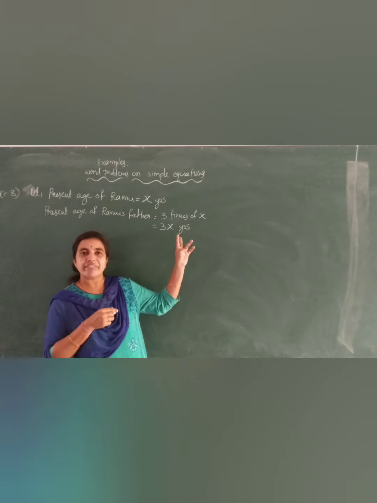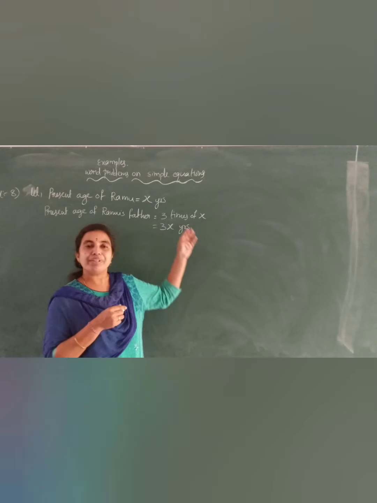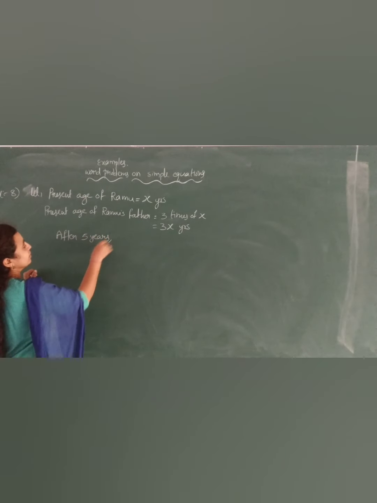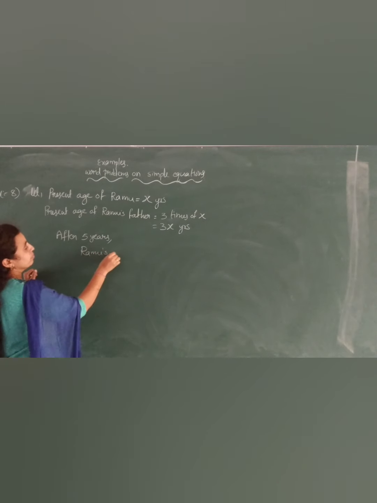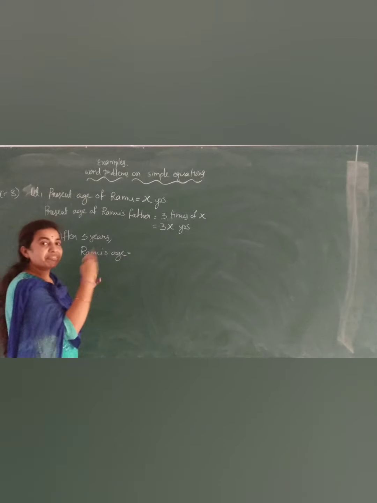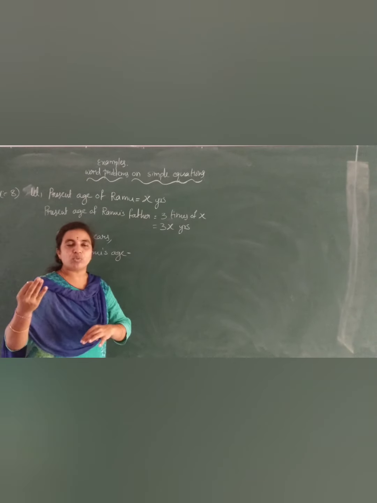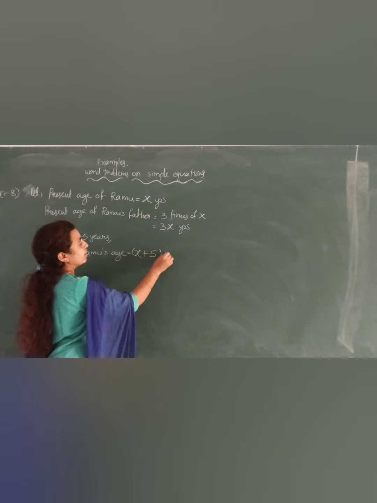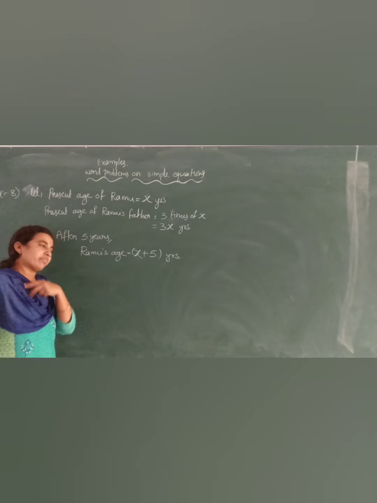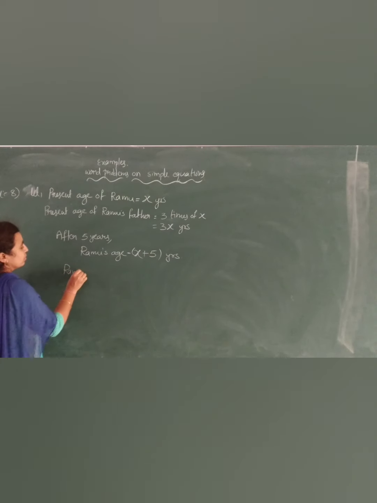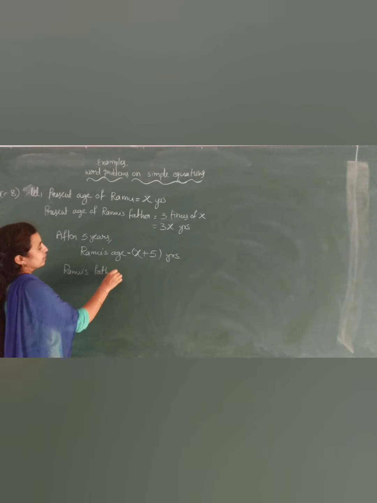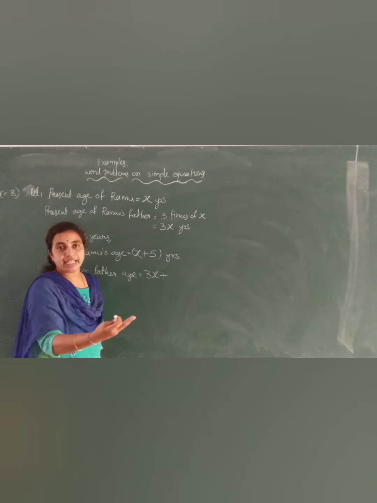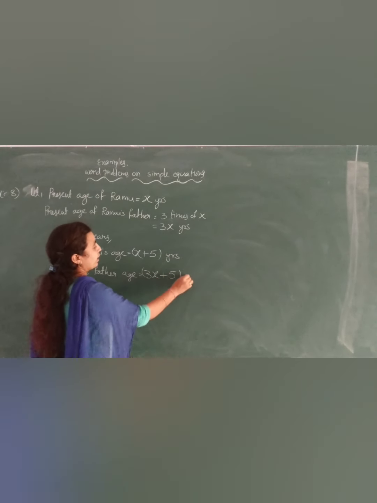Same like that only here also, what they have given? After 5 years, what will be their ages? I'll write here. After 5 years, Ramu's age will be, after 5 years, we have to add 5. After means we have to add 5 years. Now present is x and after 5 years, so x plus 5 years. Ramu's age is x plus 5 years and then Ramu's father's age is present age 3x and after 5 years again you have to add 5. So 3x plus 5 years.